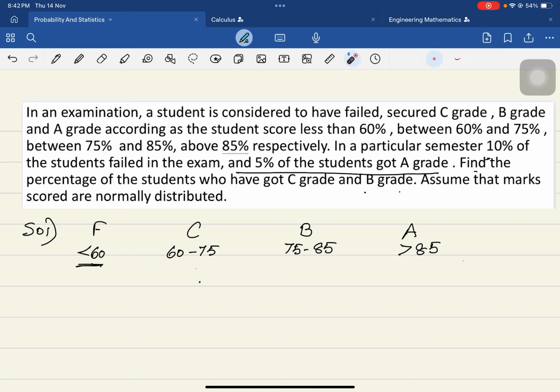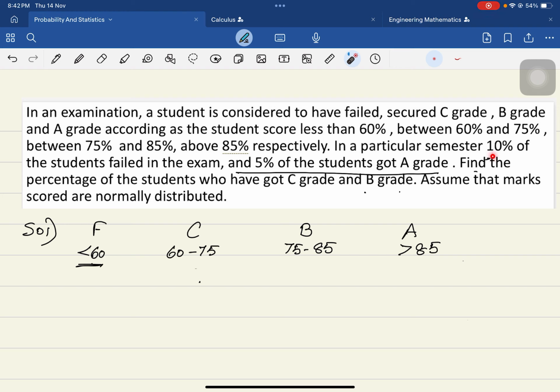In an examination, a student is considered to have failed, or secured C grade, B grade or A grade depending upon the score they secured. Below 60 means F grade, that means failed, between 60 and 75 it is C grade, between 75 and 85 it is B grade, and above 85 it is A grade. This is the given data.